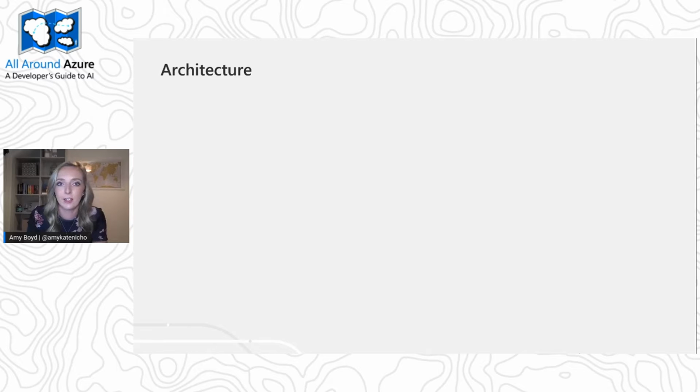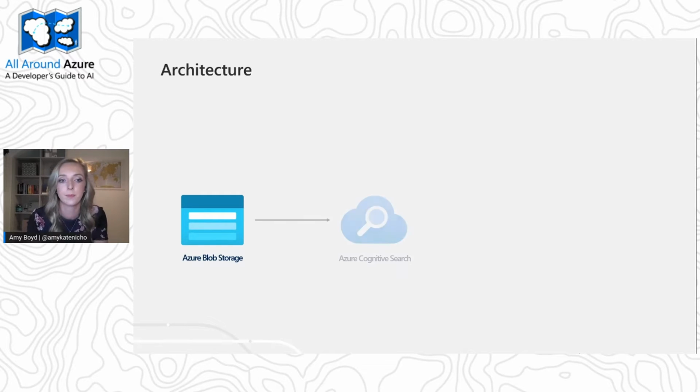Okay, before we dive in, because there's a lot of demos that I want to show you, I want to talk a little bit about the architecture. AI never sits alone. It's never just one single service. It's built into an architecture. So we're going to have our PDF invoices stored in an Azure Blob Storage account.